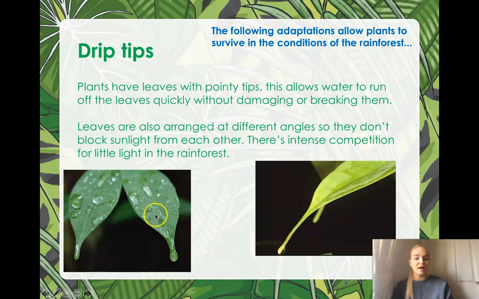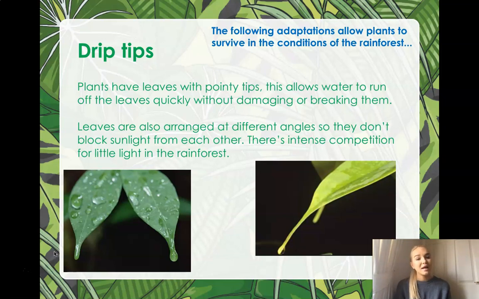You can see that the water comes off the plant because of the way that their leaves are formed. And lots of leaves in the tropical rainforest have pointy tips. And you can see here that their pointy tips are here. And this allows the water to run off the leaves, like so in this picture here, really quickly without damaging or breaking them. Because we know that in the rainforest, it rains a lot of the time. And if the leaves kept getting rained on and there was nowhere for the water to go, then the leaves could get really damaged. So they have to have drip tips because that means that the water can fall off the tip really easily without causing any damage.